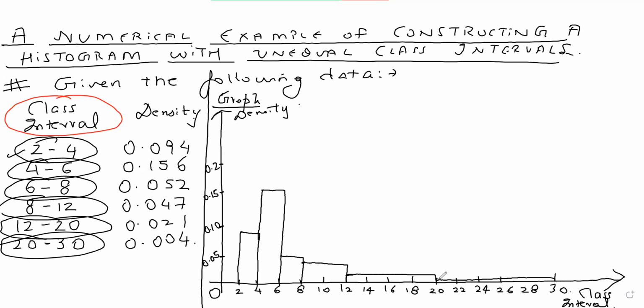So this is 0.004. So can you all see the histogram? You can see that now the rectangles have different breadth, because the class intervals are unequal. Okay, so I hope students are clear with this. And quickly, the last thing I intend to look at in this particular lecture is shapes of histograms.